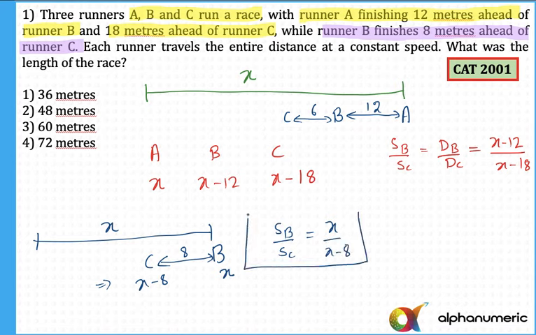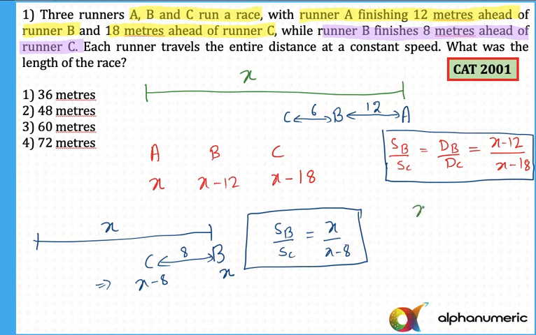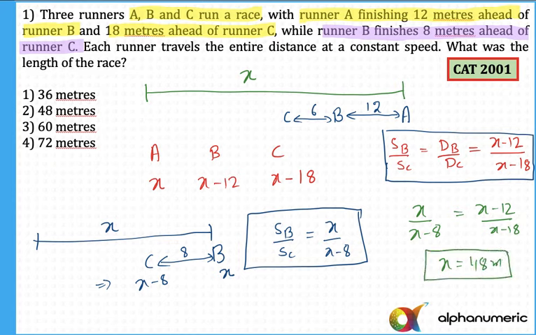So now we have got two ratios regarding the speed of B to speed of C. Now equate these two. When you equate these two, I get X upon X minus 8 is equal to X minus 12 upon X minus 18. Now it seems that you get a quadratic equation, but not, because the X squared term will get cancelled. So simply solve this and you get the answer as 48 meters. So the correct answer for this question is 48 meters. I can mark the answer as 48 meters, option 2.